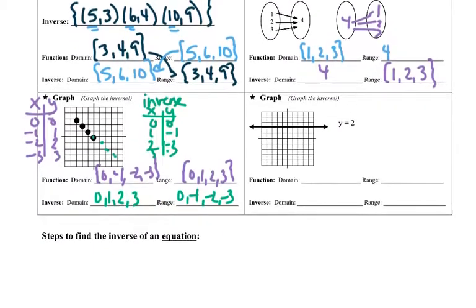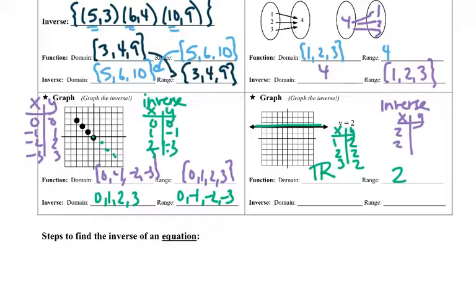When the graph is connected, like y equals 2, we know that this graph has a domain of all real numbers and a range of 2. We could even make a little xy chart like 1, 2, 3, and all the y's are 2. If we do the inverse, xy would have all the x's of 2's, and the y's can be whatever, all real numbers. And so the inverse of a horizontal line is a vertical line.